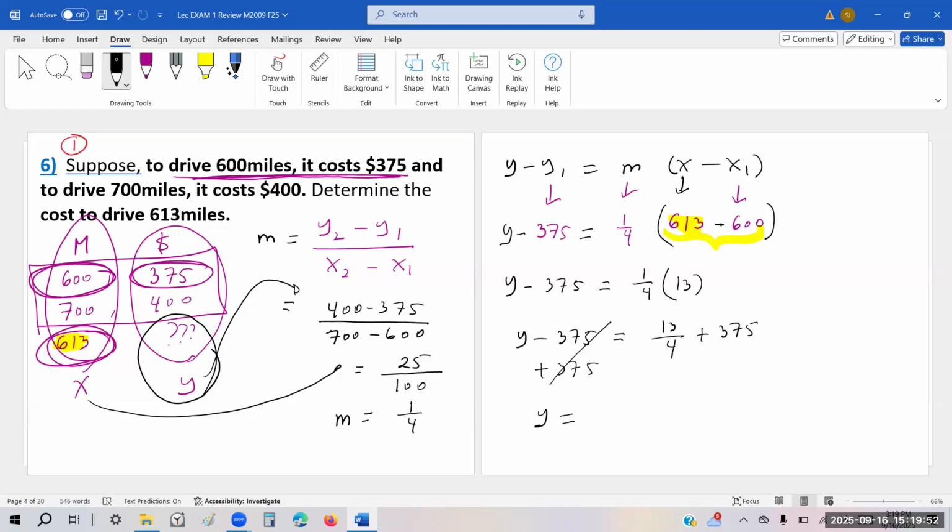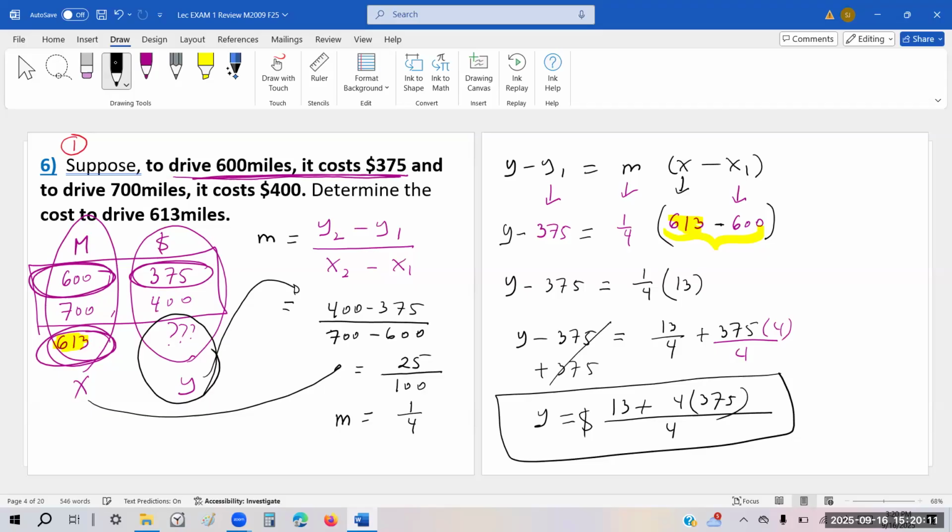Okay. So in the exam, I'm going to give you something easier to work with. But for now, you need to have the same denominator. So it's 13 plus 4 times 375 over 4. Whatever that is, that's the answer. In the exam, I'm going to give you something easier to work with. If I give you this question, instead of 13, you got 16. Let's say this is 616 miles we are looking for.